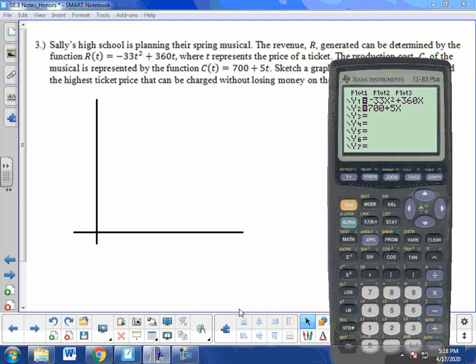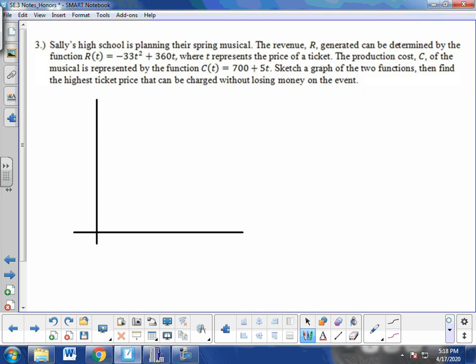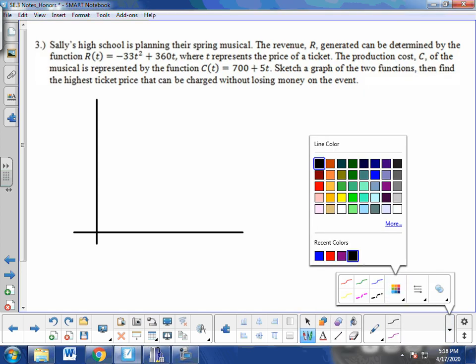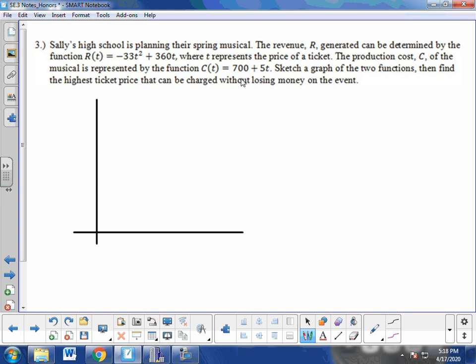We're going to label the x-axis when we graph this. The x-axis is given to us. It's the t value technically, so we can call it the t-axis. The t-axis is the ticket price. We don't have to put numbers on there yet, but T is going to stand for ticket price. The y-axis we're going to leave alone because it's going to be revenue for one and cost for the other.